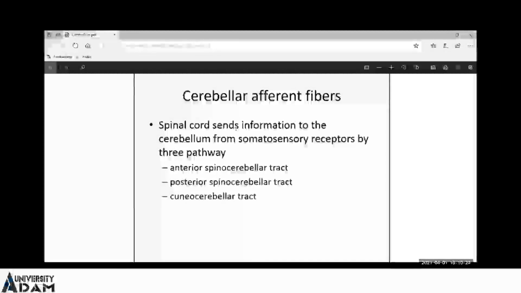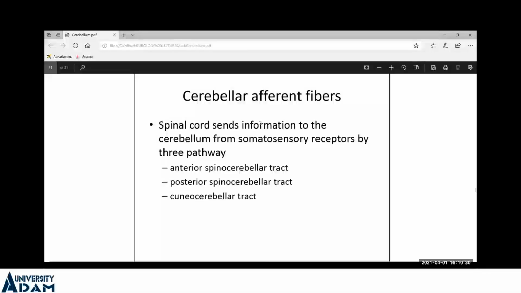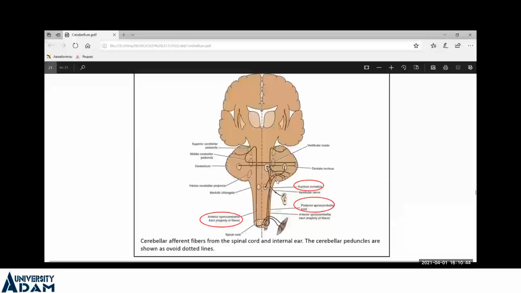So the spinal cord sends information, right? The spinal cord sends information to the cerebellum from some other sensory receptors by three ways: the anterior spinocerebellar tract, posterior spinocerebellar tract, and cuneocerebellar tract. So you can see here the cerebellar fibers from the spinal cord and internal ear, okay? You can see here the cerebellar peduncles are shown as ovoid dotted lines. This is the inferior cerebellar peduncle, middle cerebellar peduncle, and superior cerebellar peduncle.